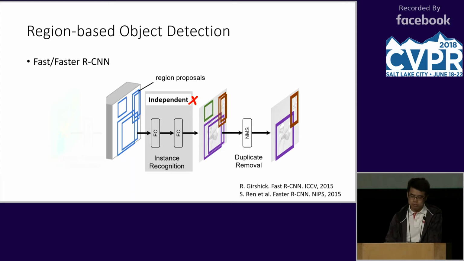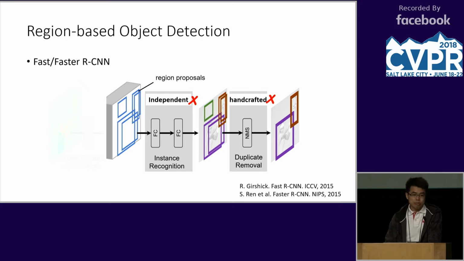Given region proposals, we first do instance recognition. In this step, each region proposal is separately classified by a small network, such as two fully connected layers. We believe this step is suboptimal compared with joint inference.